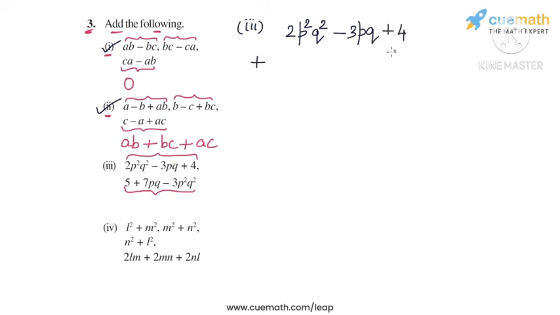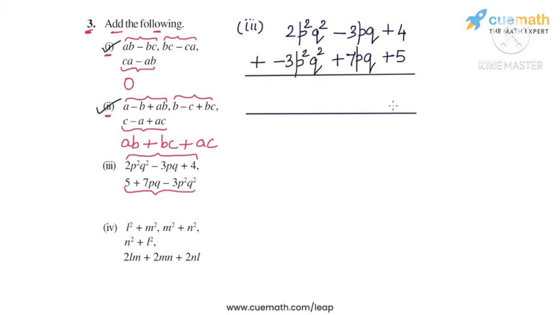So that's 5, which we'll write below the constant term 4, and then we have 7pq, which we write below minus 3pq, because minus 3pq and plus 7pq are like terms. And then we have minus 3p square q square, which we write below 2p square q square. So minus 3p square q square. So this is how we can write the two expressions one below the other. And now it will be easy for us to add the two expressions by adding the like terms.